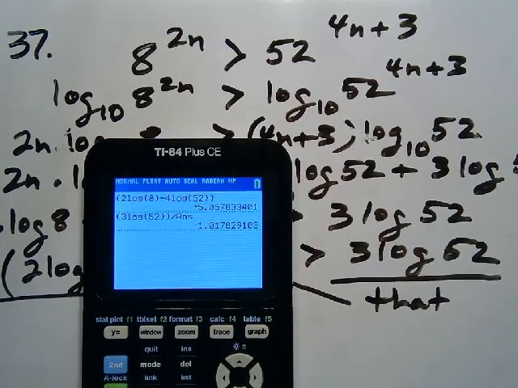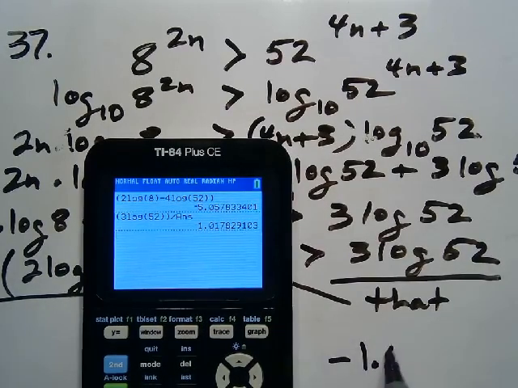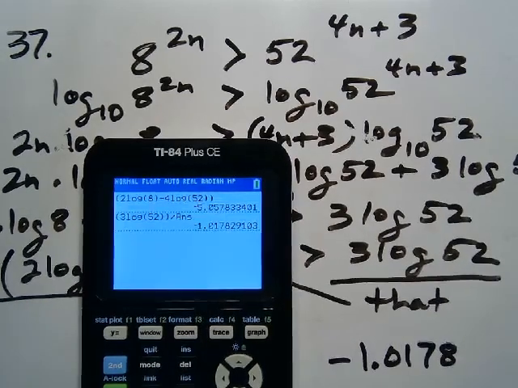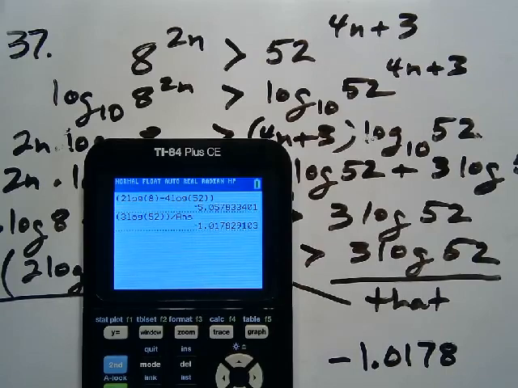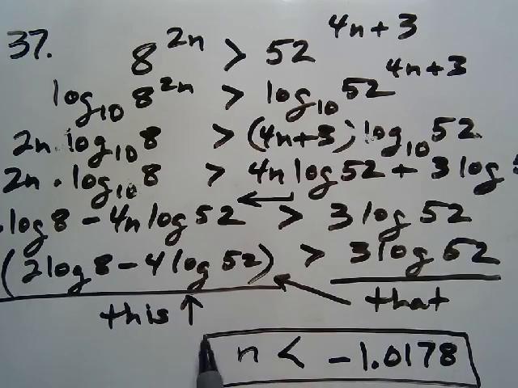We end up with this number here: negative 1.0178. There it is, negative 1.0178. Now, I just divided by a negative, so that means I have to turn this sign around. So our answer is actually the inequality has been turned around now, and n is less than.